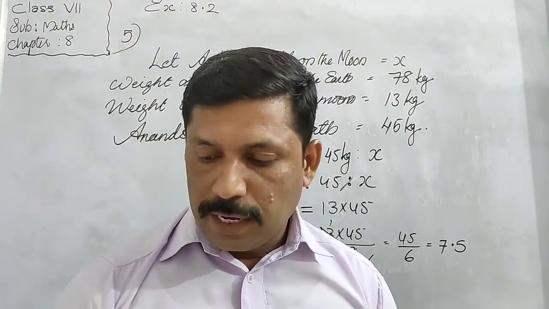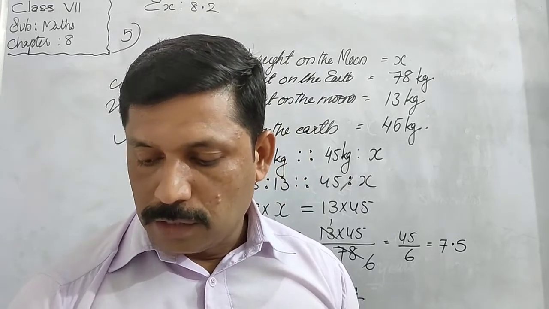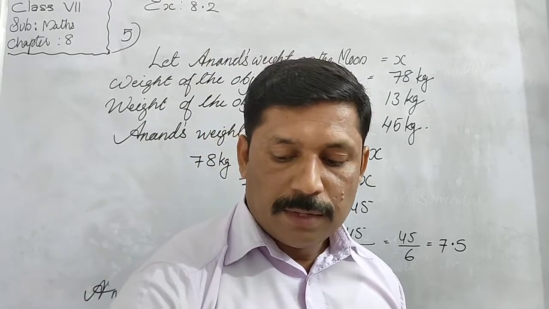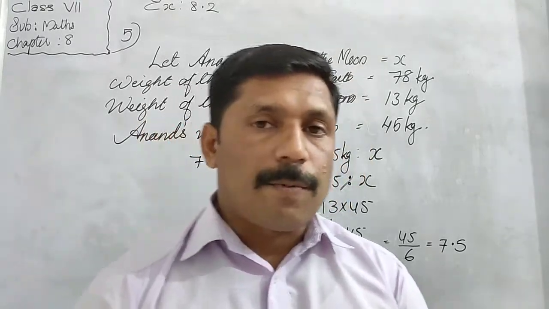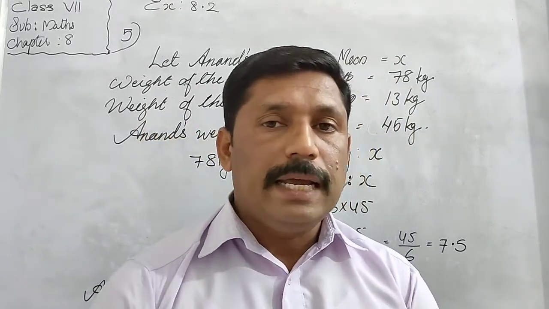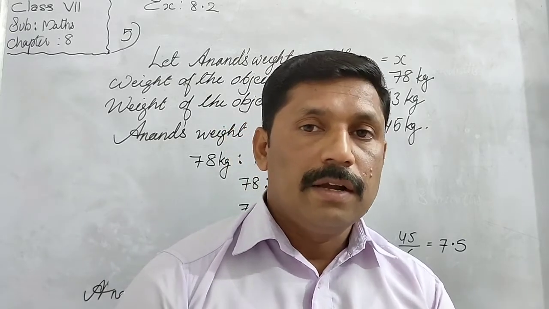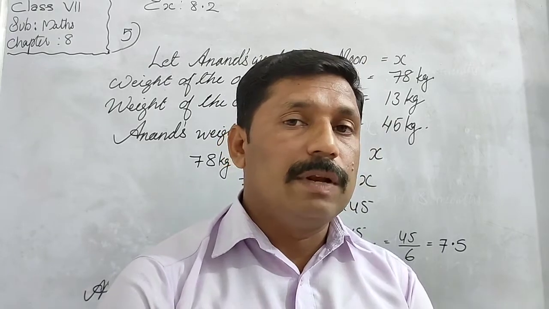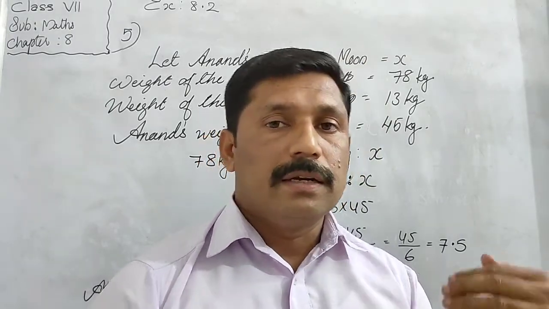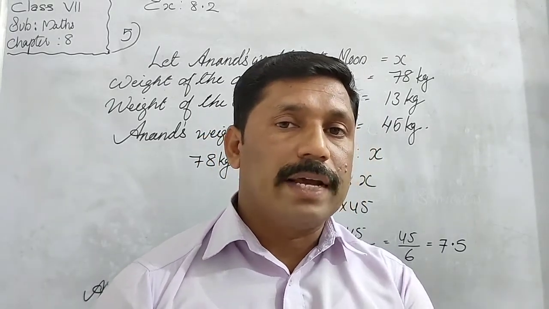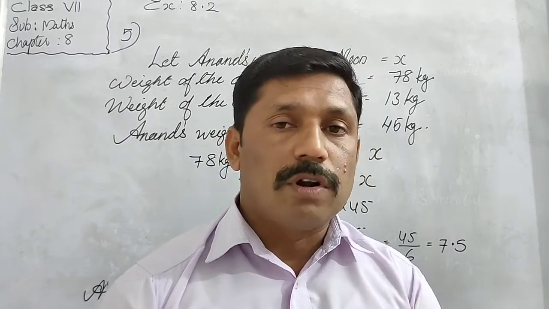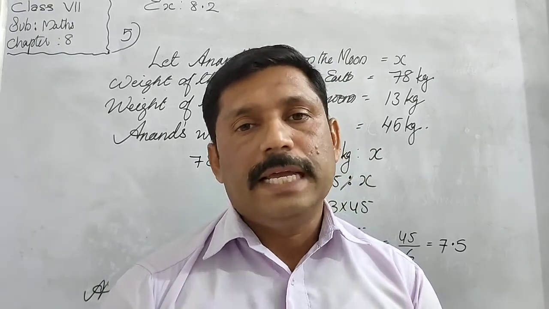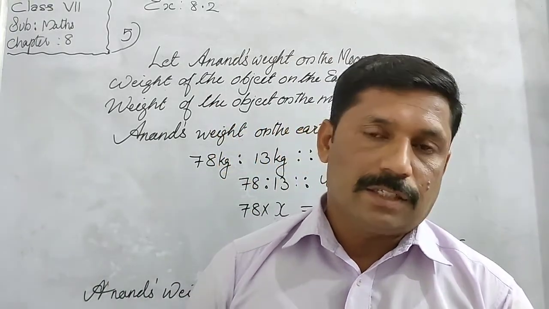Okay, students, so I think that you understood this proportion. Today we have discussed proportion and continued proportion. A proportion: when two ratios are equal, then they are said to be in proportion. In two ratios, four quantities will be there, four terms. The first and last terms are called extremes, and the second and third terms are called means. In a proportion, the product of extremes will be equal to the product of means.